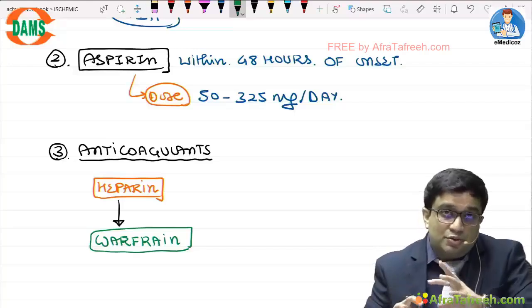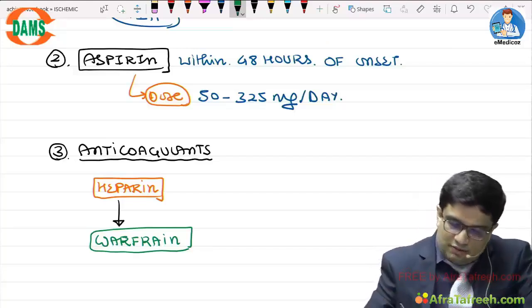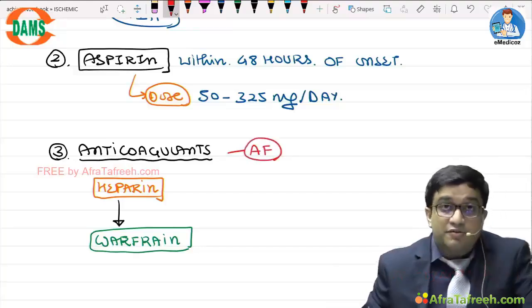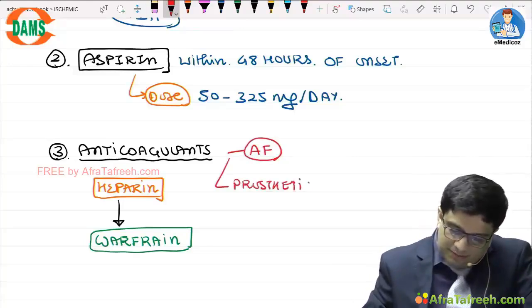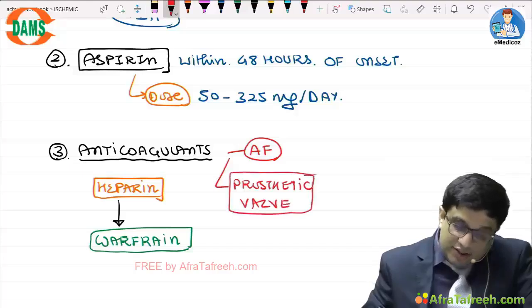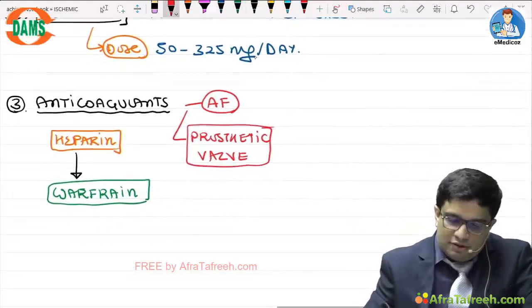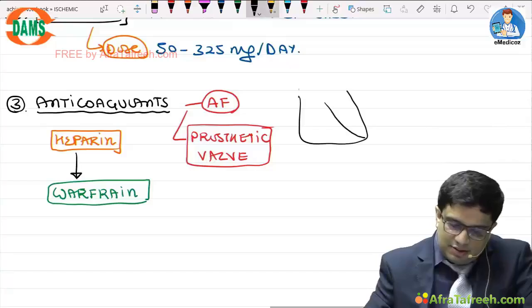As far as stroke patients are concerned, we recommend these drugs often in two conditions. One, if they're suffering with atrial fibrillation, then we give it. Second, if they're having a prosthetic valve, then we give it. For the very clear reason, in AF and in a prosthetic valve, there is a higher chance of a clot formation inside the heart.